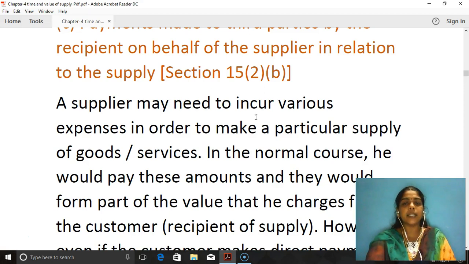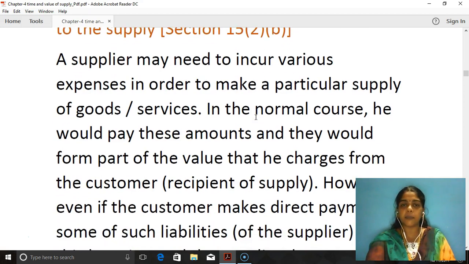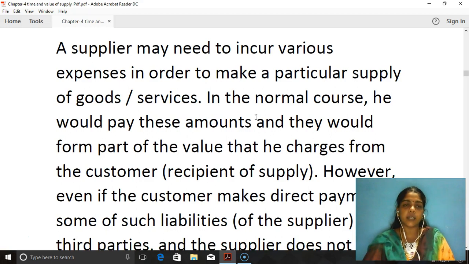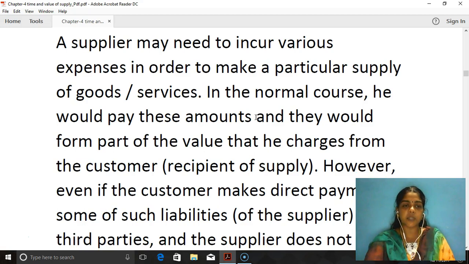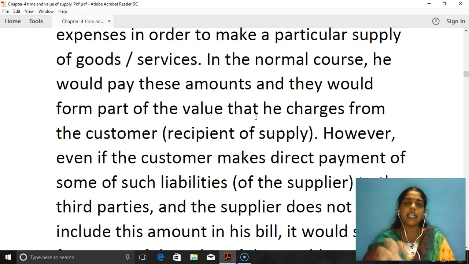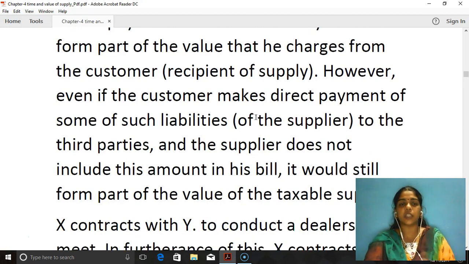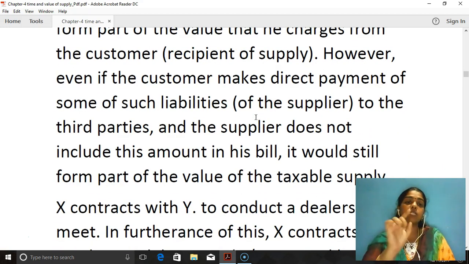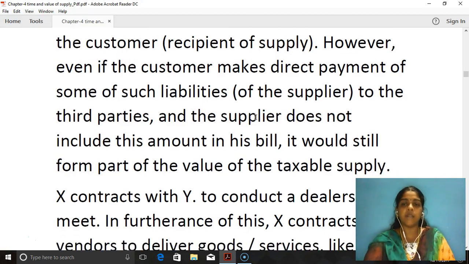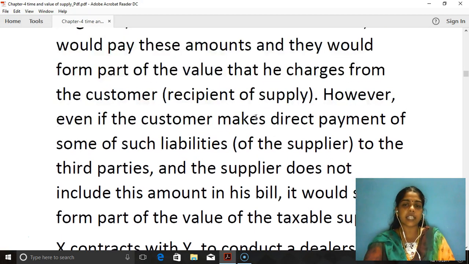A supplier may need to incur various expenses in order to make a particular supply. In the normal course, he would pay these amounts and they would form part of the value that he charges from the customer. So normally in the course of the business, all these amounts would be included in the transaction value, had it been incurred by the supplier himself. However, even if the customer makes direct payment of some of the liabilities to the third party and the supplier does not include this amount in the bill, it would still form part of the value of the taxable supply.